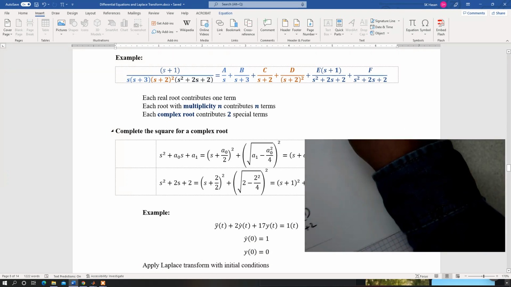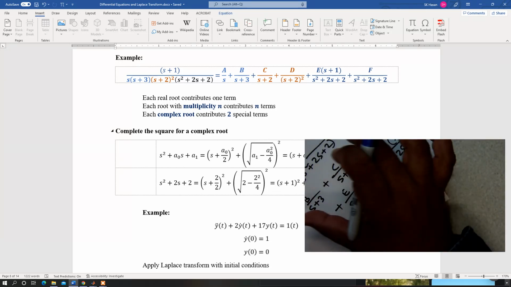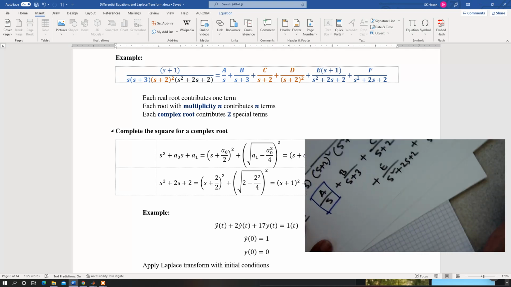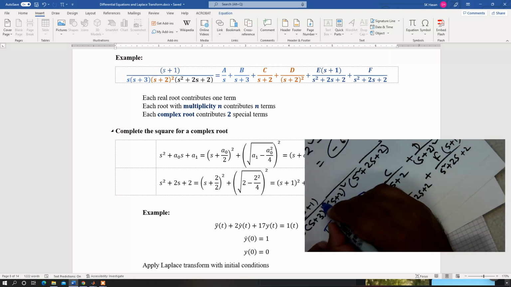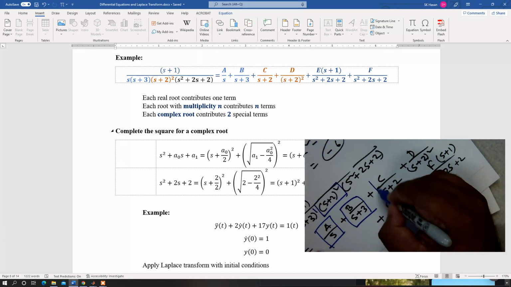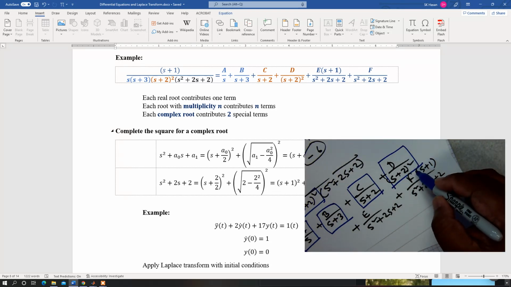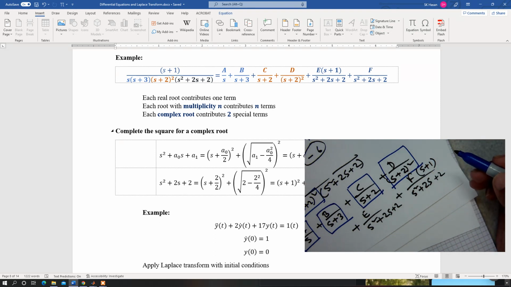Now there are many questions here. I know there are many questions in your mind, so let me answer them one by one. First, if you have a real root with multiplicity 1, you will directly write it one time. If you have a real root with multiplicity 2, it will come two times. The first time it will come as c over s plus 2, and the second time as d over s plus 2 whole square. If it has multiplicity of 3, then the third one will come like e over s plus 3 whole cube.